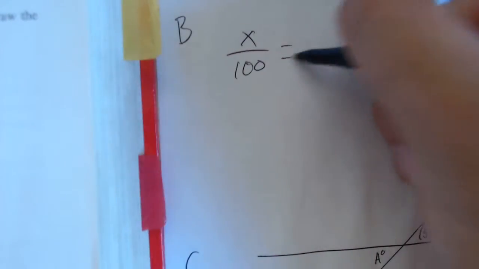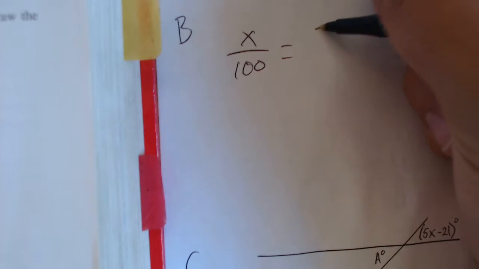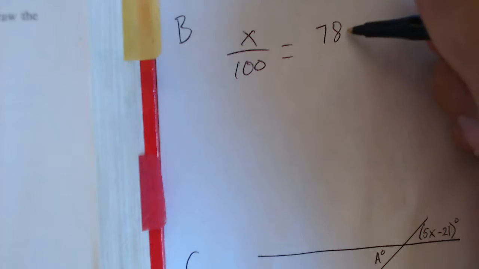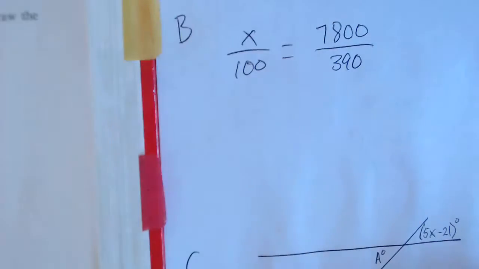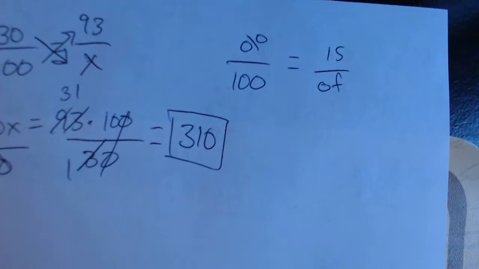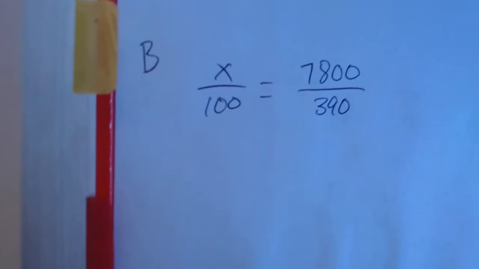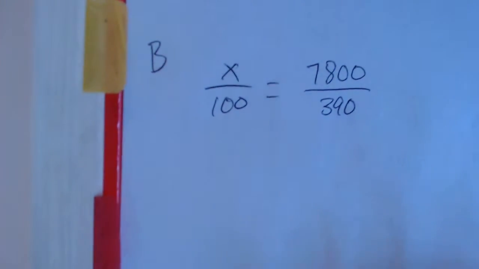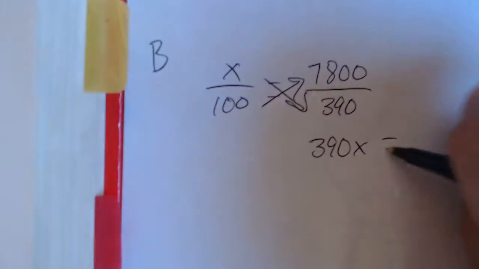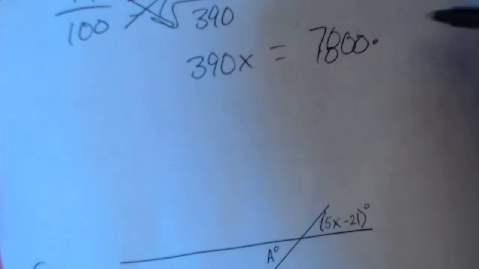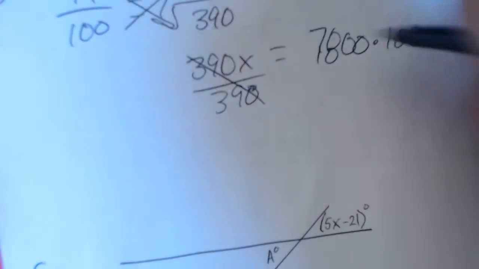So since our percent is unknown, we put percent as x over 100 equals 7800 and then of 390. So following that same equation, percent over 100 equals is over of. Our is number was 7800, our percent is unknown, and our of is 390. We're going to cross multiply again. We get 390x equals 7800 times 100. Divide by 390.